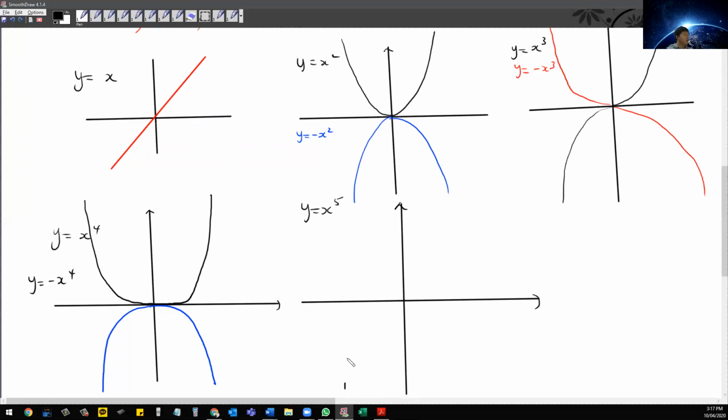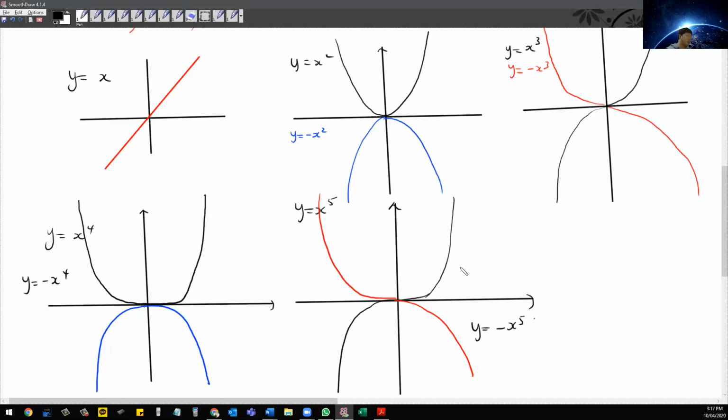Yeah, it's very difficult to draw this. I'll just do my best. Like that. And like that, okay? And it'll be just the other way around like this. So that's y equals negative x to the power 5, and so on and so forth, okay?